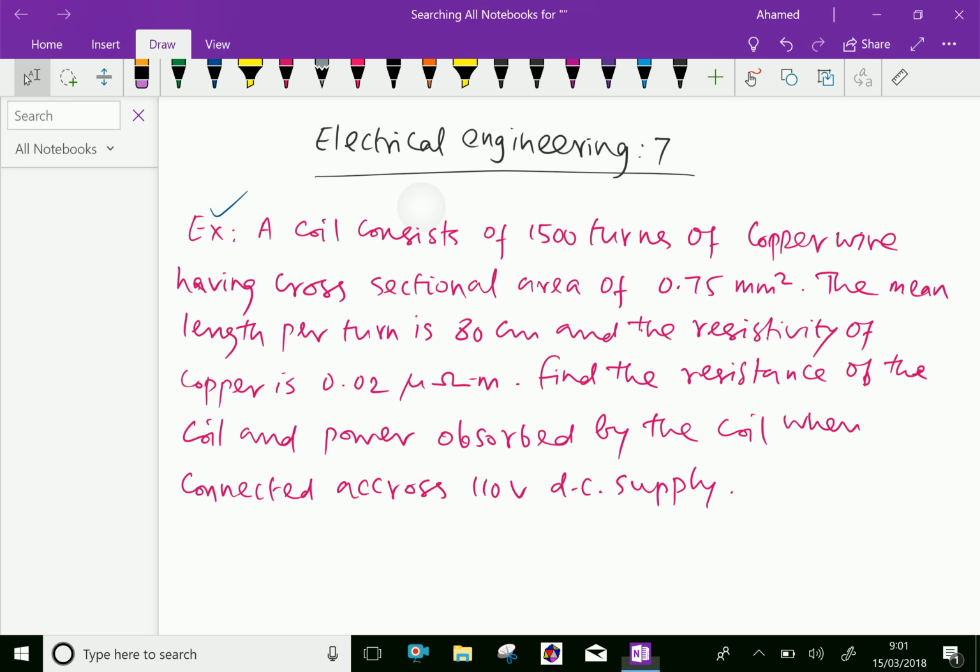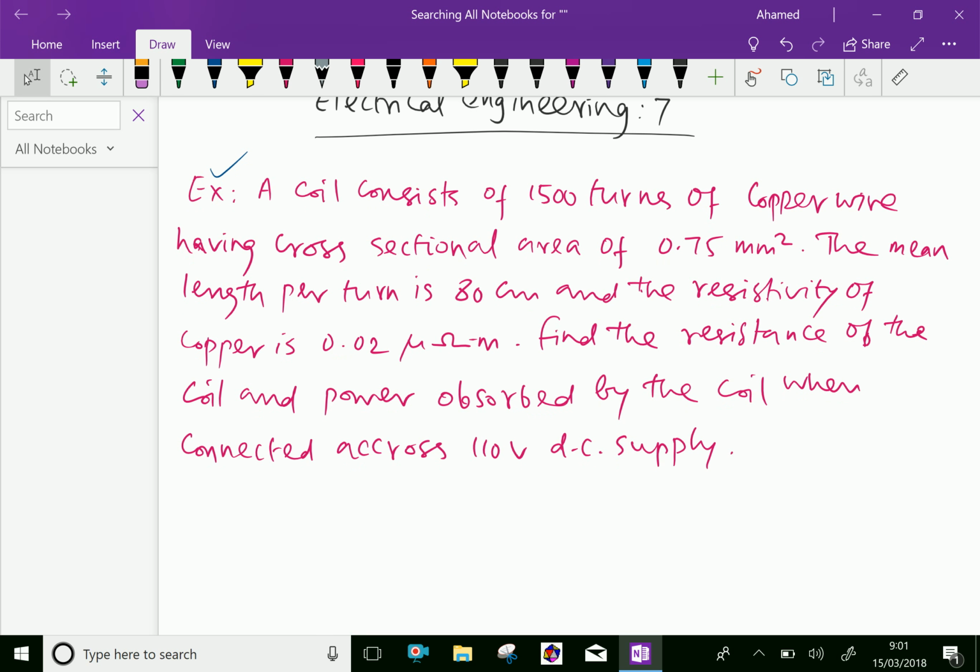Look at this example. A coil consists of 1500 turns of copper wire having cross-sectional area of 0.75 mm square. The mean length per turn is 80 cm, and the resistivity of copper is 0.02 micro ohm meter. Find the resistance of the coil and power absorbed by the coil when connected across 110 volt DC supply.